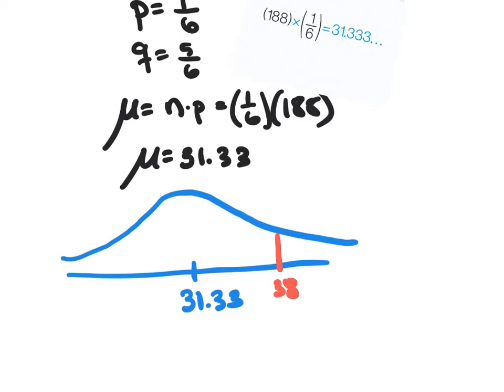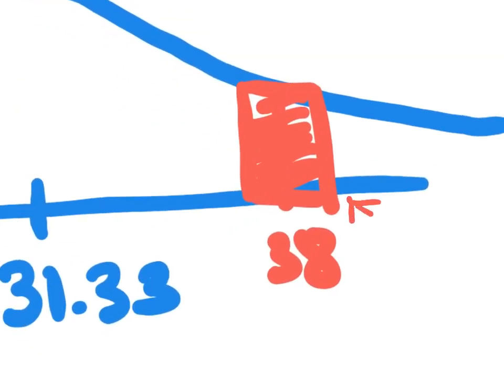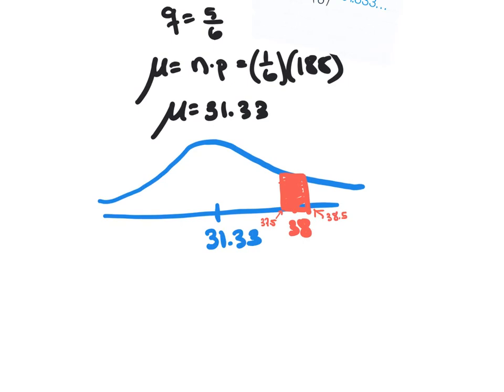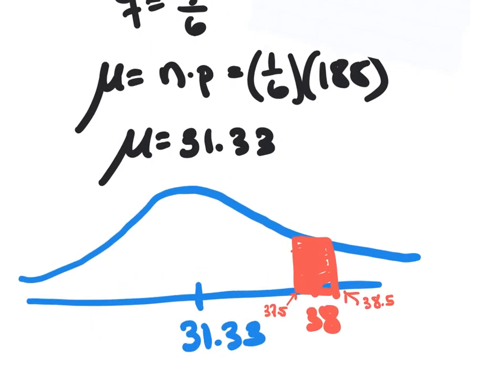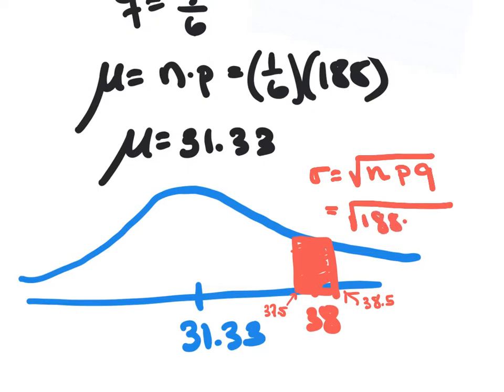But because this is a binomial distribution, we always fatten this up a little bit. So we're trying to find the area there. And the range, that one would be 38.5, and this one would be equal to 37.5. So essentially, we're trying to find the area between 37.5 and 38.5. And of course, for this, we always need the standard deviation. Standard deviation for binomial approximations would be the square root of npq. So it would be the square root of 188 times 1/6 times 5/6.